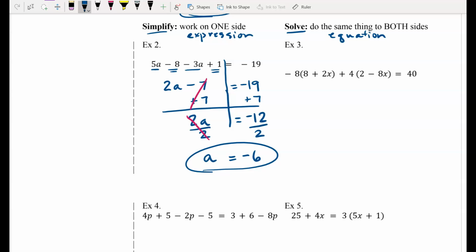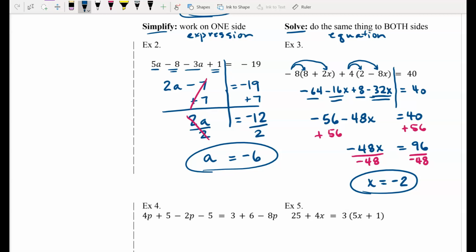Pause the video and simplify the expression on the left side of this equation first, and then go through the solving process. I'll give you a hint. You're going to have to distribute the -8 through the group. You're going to have to distribute the 4 through the group. That's your first step. So pause the video and work through that.